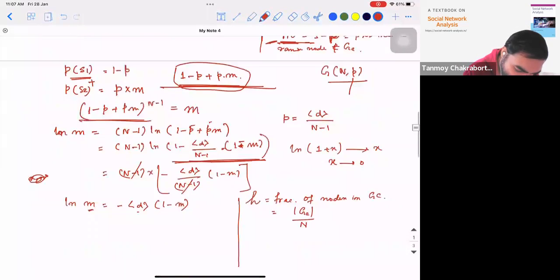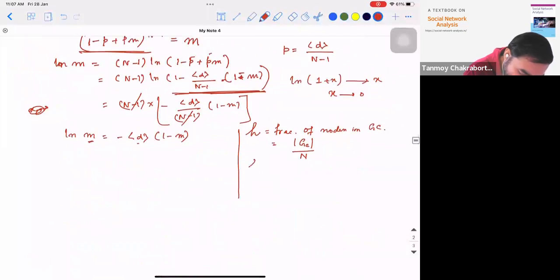Right? H equals 1 minus m. So H equals 1 minus m. So this is mod of d H. Okay. And just a minute, let me do a small calculation here, which is m equals e to the power minus mod d (1 minus m), right?